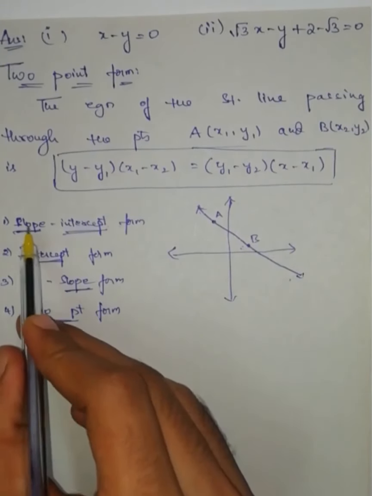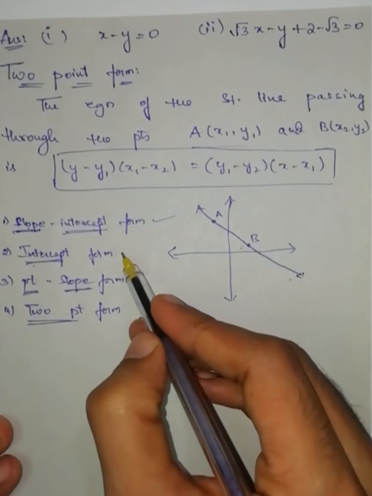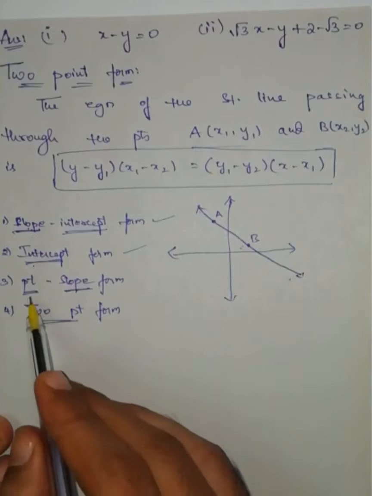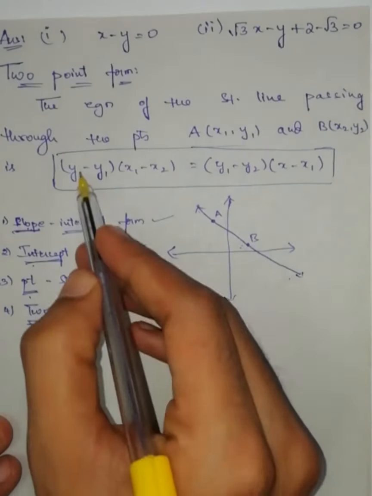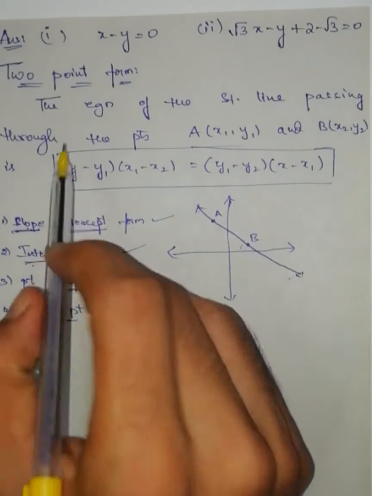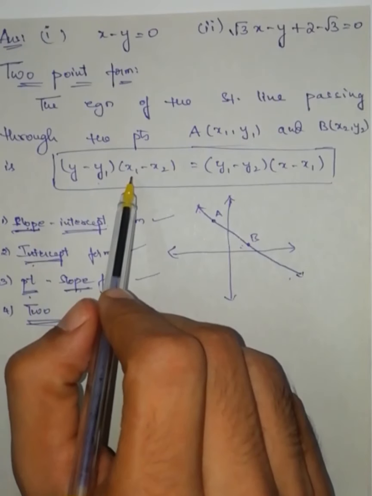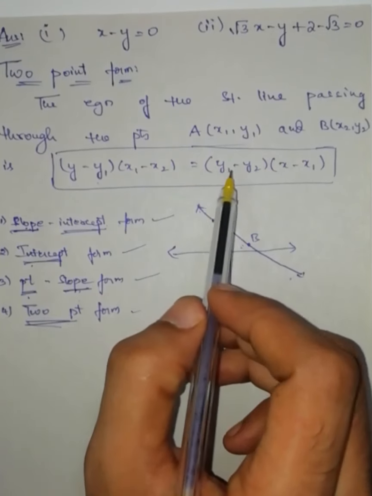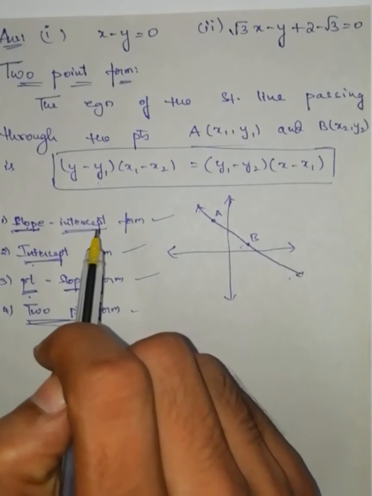Here if we have a slope and intercept, we can use the first one. If we have only intercepts, we can use this one. If we have a point and a slope, we can use this one. If we have 2 points, then we can use this one. This is the formula, a simple formula: y minus y1 into x1 minus x2 is equal to y1 minus y2 into x minus x1.